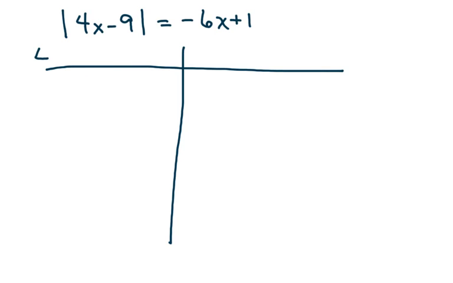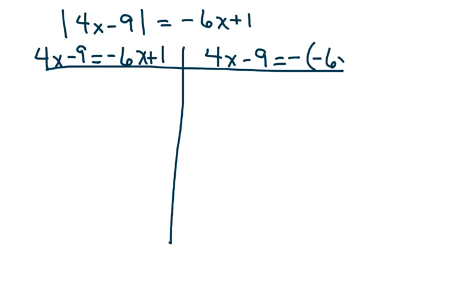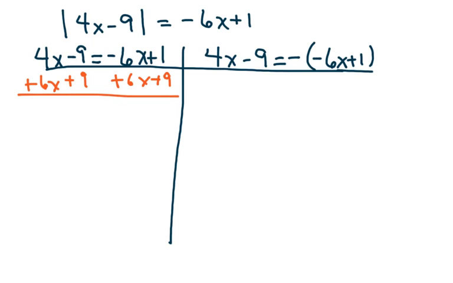Okay, maybe I'll do this one a little neater. 4x minus 9, just copy it down, take away the absolute value sign, and then you're going to take it away again, but on this right-hand side, you're going to say negative times negative 6x plus 1. And then you solve for x. I'm going to add 6x here, and I'm going to add 9 here. So I'm trying to get x on one side. So this x cancels on this side, and the 9's cancel here. And I get 10x equals 10, so x equals 1.